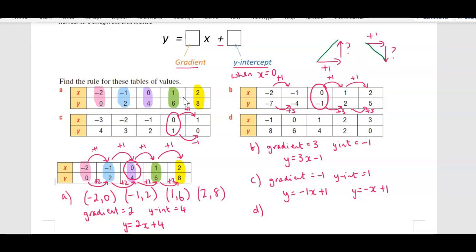All right, and then lastly for D, seeing what we're going up or down by. So going from 2 to 0, we're going down by 2. So the gradient is -2. And our y-intercept, where are we? There we go, is at 0, 6. So y-intercept is at 6. So our rule is going to be y equals -2x plus 6.